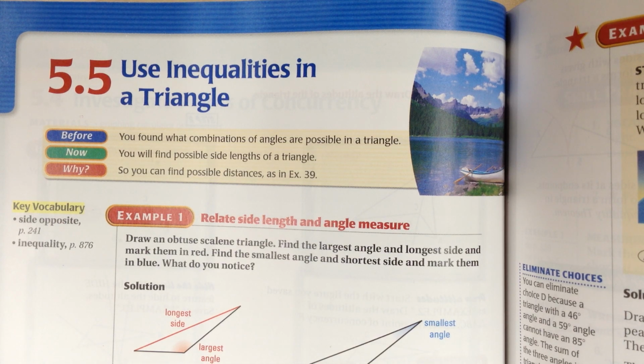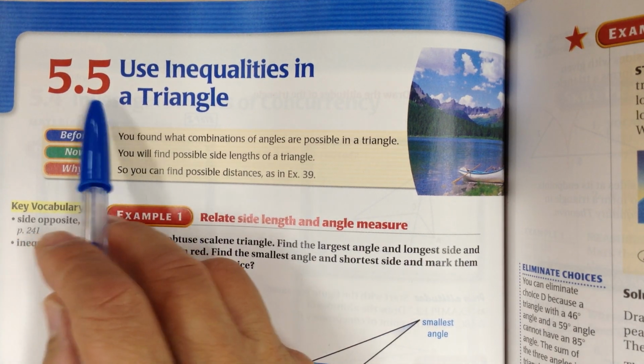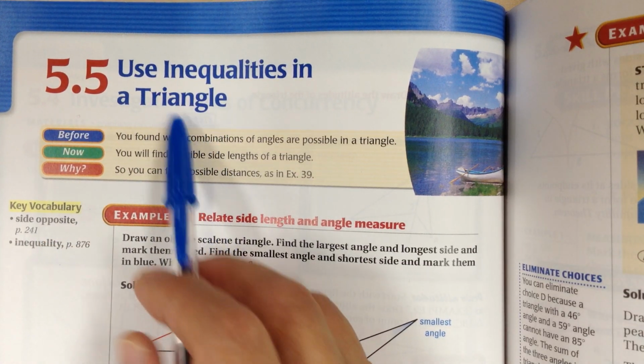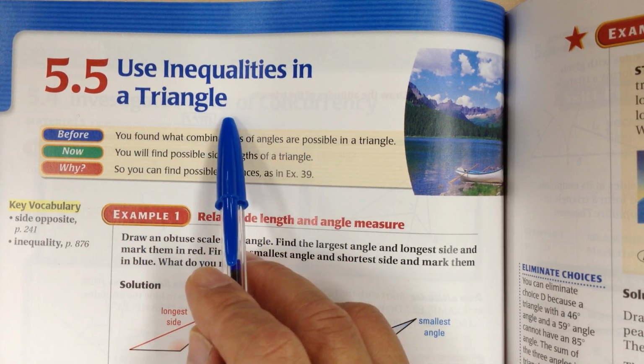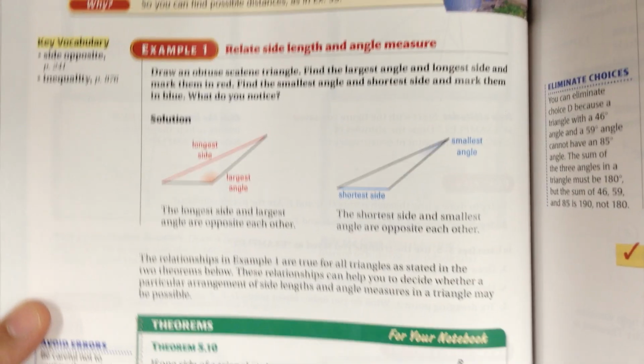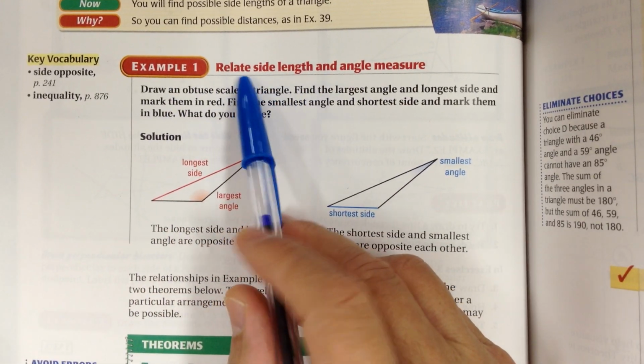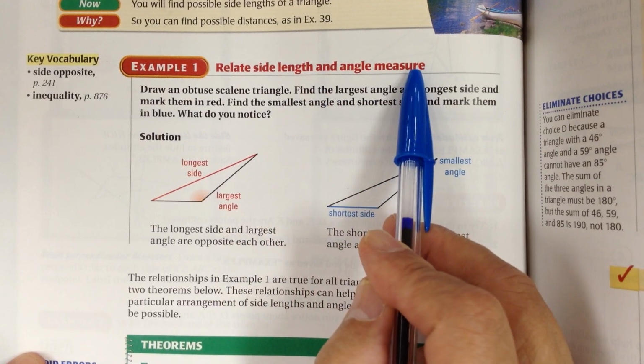Let's go to page 328. This is lesson 5.5, and this lesson is to use inequalities in a triangle. So in example 1, it says relate side length and angle measure.